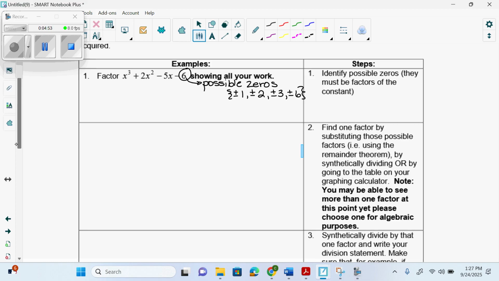Minus 5. Minus 6. Okay, so you type it into your y equals, and you go second graph to get the table. Second graph.